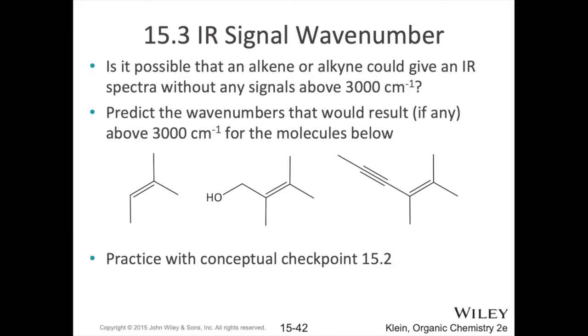So where are all the CH stretches? They're all on these methyl groups, right? So we have the CH3 over here, a CH3 over here, a CH3 over here, and here. And so all of those will show up below 3000 wave numbers. So we will not see anything above 3000 for that.